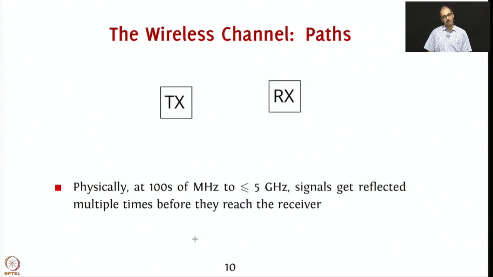Now, let's look at a traditional wireless channel. A typical wireless channel, let us say, is around several hundreds of megahertz to a few gigahertz. You can think of it as, say, 800 megahertz to about 2.5 or 3 gigahertz. You can say this is the behavior. If you look at hundreds of megahertz to around 5 gigahertz, in fact, signals get reflected multiple times before they reach the receiver. The same model essentially carries over to other frequencies as well, but in other frequencies you may have more or less of some impacts.